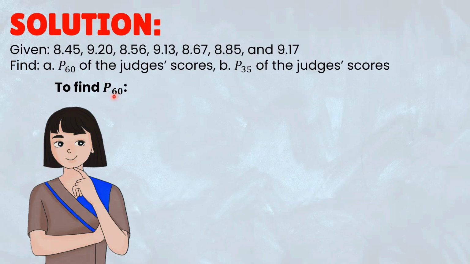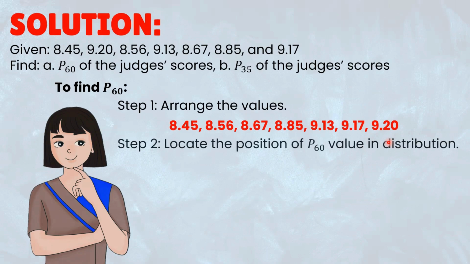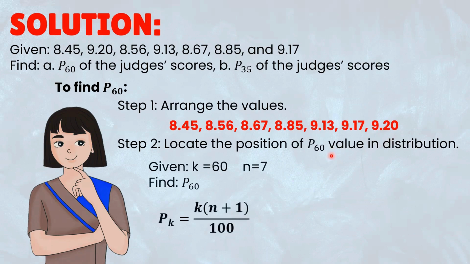Let's start finding the 60th percentile value. So first, we arrange the values in ascending order. So we have the lowest score, 8.45, and the highest score, which is 9.20. Second step is we locate the position of percentile 60 value in the distribution using the formula for percentiles. So we have P sub k is equal to k times the quantity n plus 1 over 100. We are looking for percentile 60, that's why our k here in the given is 60, and n is equal to 7 because there are 7 scores in our data set.